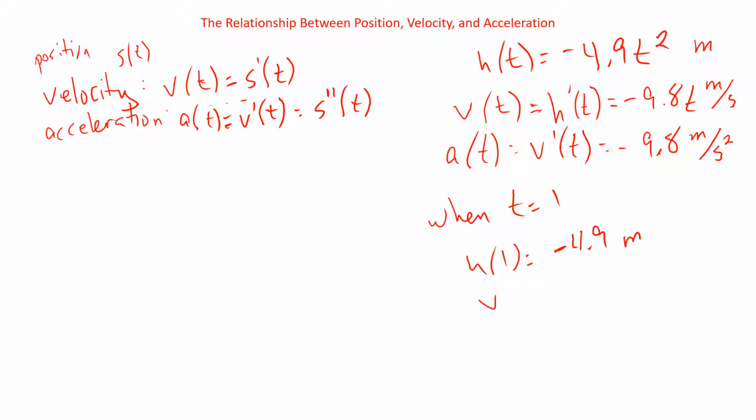The velocity after 1 second is negative 9.8 times 1, negative 9.8 meters per second. And the acceleration at 1 will be the same acceleration that it is at every time, which would be negative 9.8 meters per second squared.